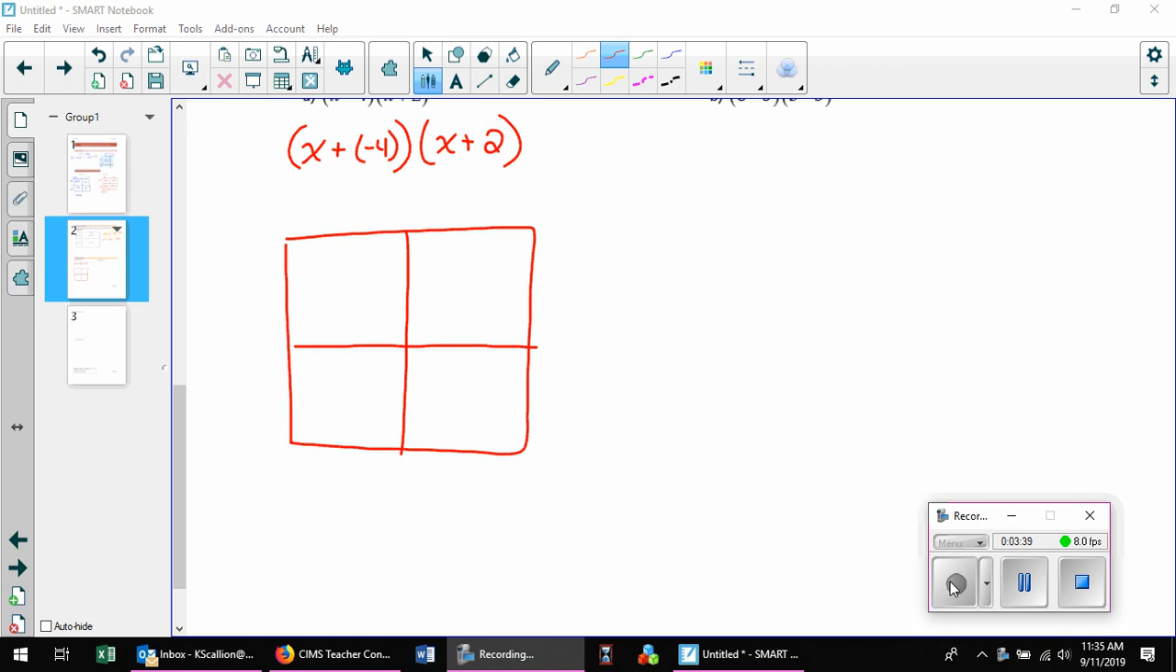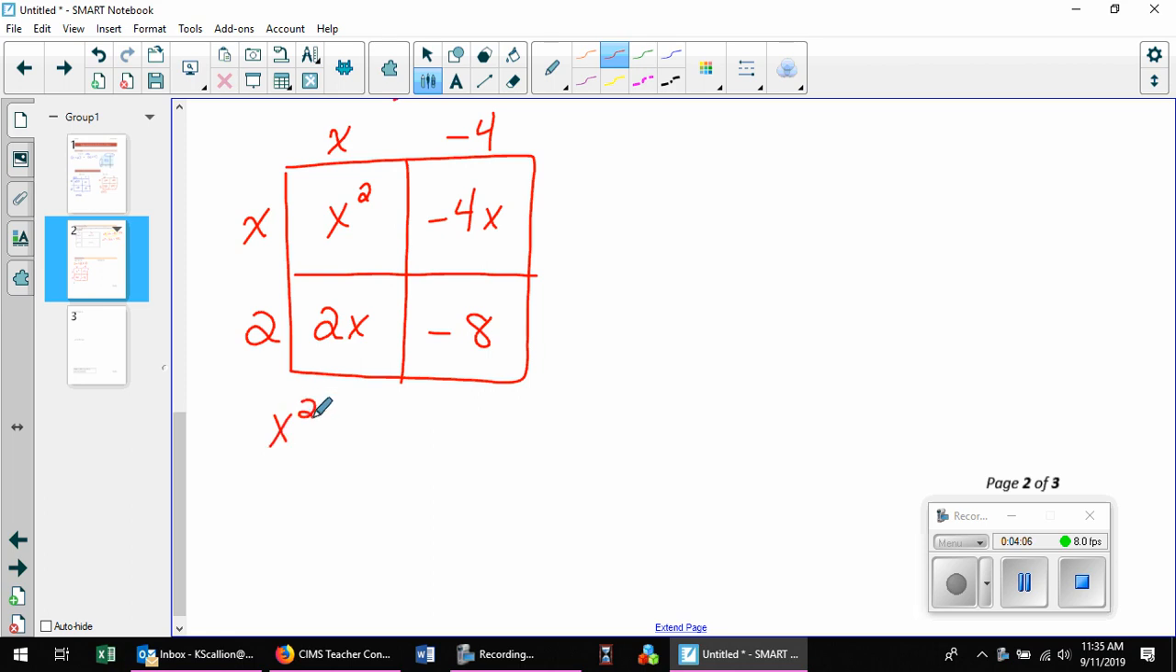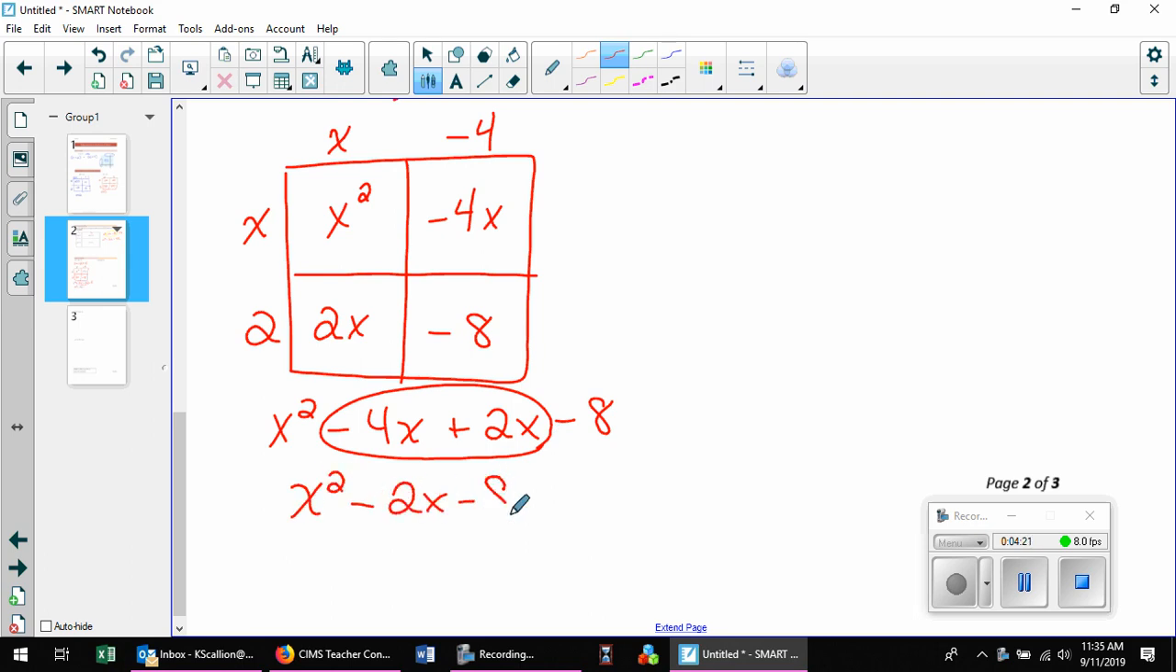So I rewrote it like this. You've got to take into account that negative. So x minus 4. So it's going to be a plus a negative 4, and then x plus 2. So x times x gives me my x squared. I've got a negative 4x. I've got a positive 2x, and then I have a negative 8. So I'm going to have x squared minus 4x plus 2x minus 8. I'm going to combine the like terms. So that's going to be x squared minus 2x minus 8.